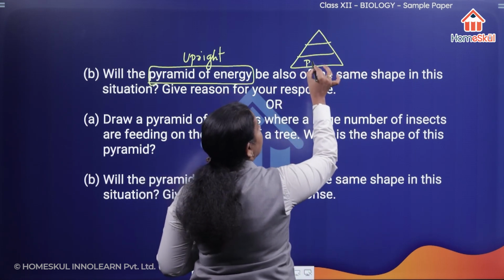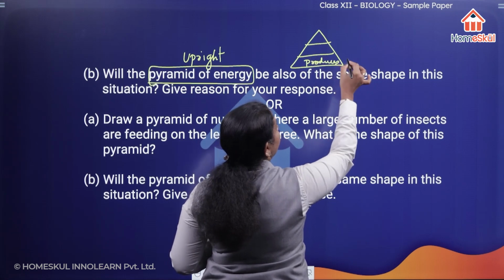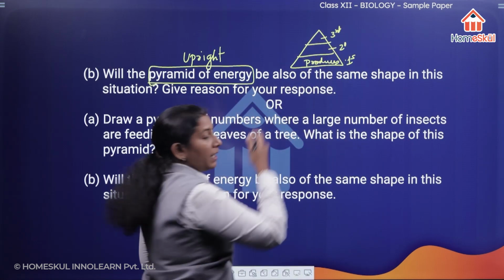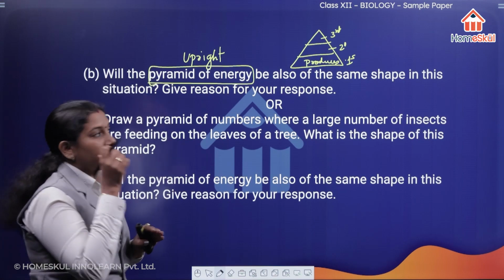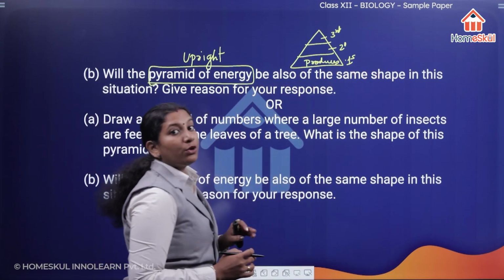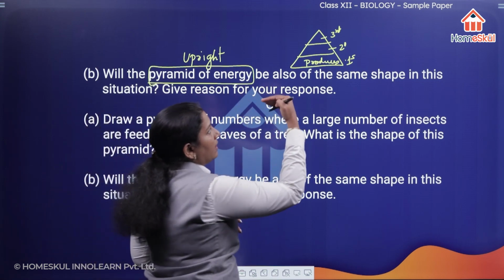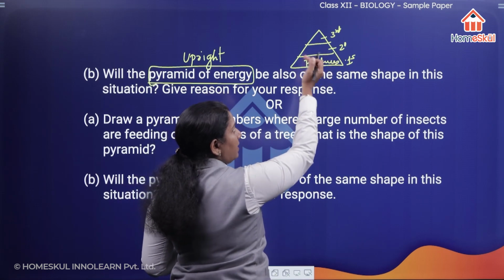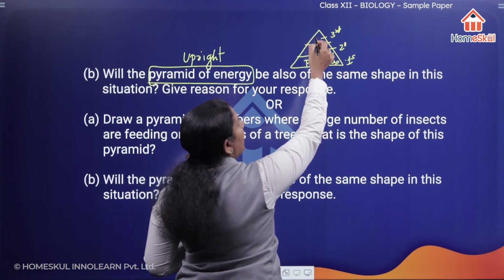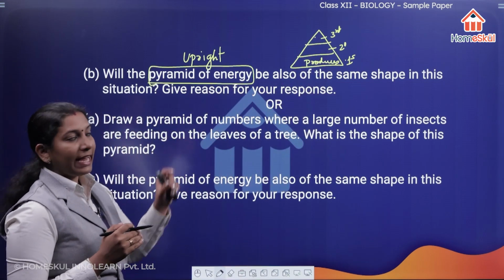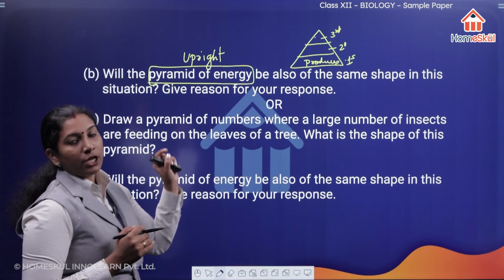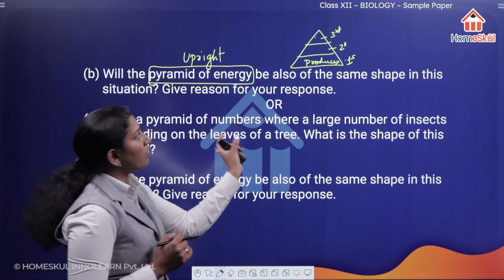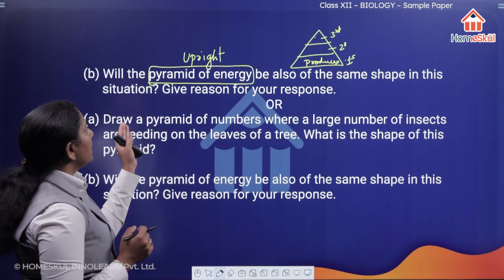Here you can see the producers, which is the first trophic level, then the second level, and the third level, where the top carnivores are present at the topmost level. The producers have the highest amount of energy in this pyramid. Moving from the first level to the second level, the energy is somewhat lower, and at the highest trophic level, the energy is again very little. So this will be an upright pyramid. The pyramid of energy will always be in an upright fashion, and that is the reason for the response.